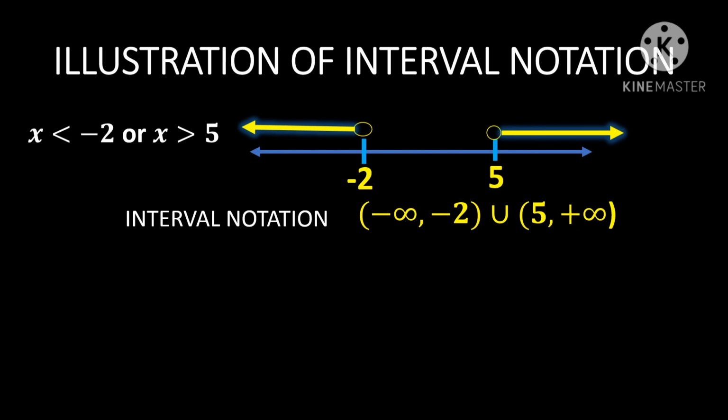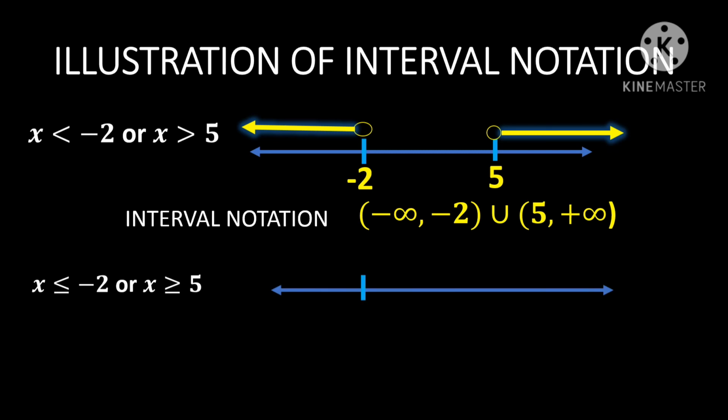Okay? So, how about if you have x is less than or equal to negative 2 or x is greater than or equal to 5? So if you graph that, you locate negative 2, locate positive 5, then from x less than or equal to negative 2, so close circle yan because negative 2 is included, then going to the left side. The second, x is greater than or equal to 5, closed circle, then going to the right side.